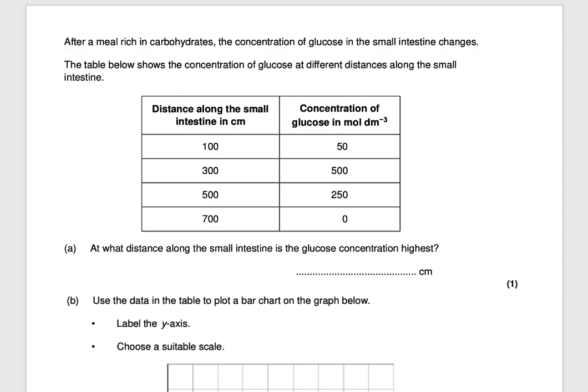So as you can see, we have the concentration of glucose on the right, and then we have the distance along the small intestine in centimeters on the left. Now it says at what distance along the small intestine is the glucose concentration the highest. So which of these numbers is the greatest? It's 500. And what distance is that in centimeters along the small intestine? It's 300. So it's highest at 300 centimeters, and that would get you 1 mark.